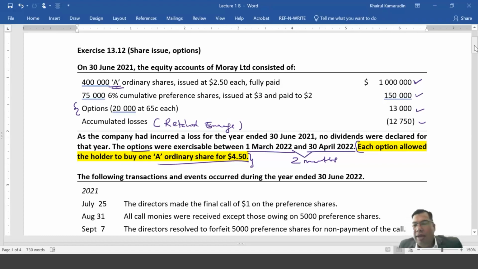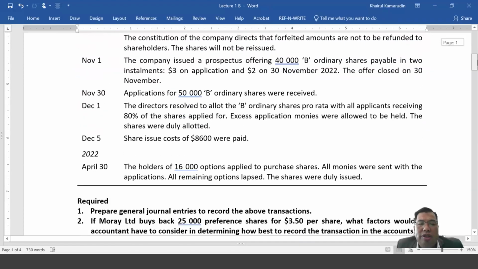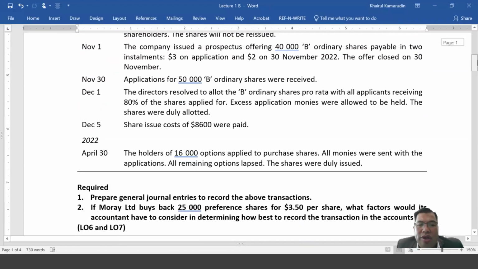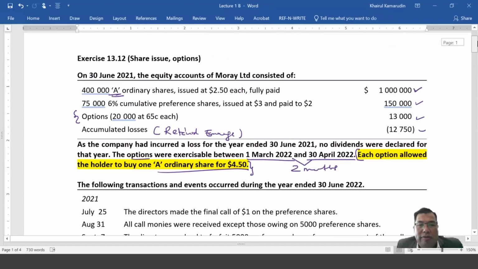So you have to check the stock market for the current price of the shares. If it's much higher, then this is the best time to exercise. But if the company is not a listed company, you have to decide about the prospects of the company, whether they can generate more income in the future. If yes, then this might be a good investment. So these are the situations. You are given several transactions here, so you need to record the journal entries for the above transactions. That is number one. Don't look at number two. You're going to record this one first.